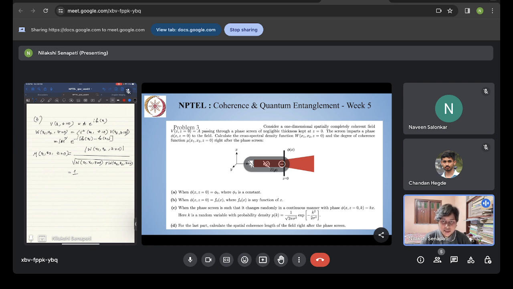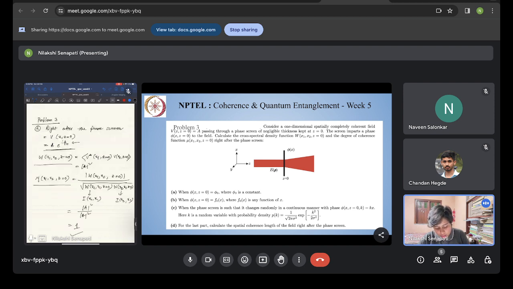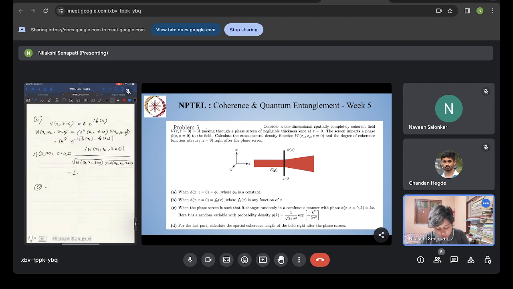And part D is saying, for the last part, calculate the spatial coherence length of the field right after the phase screen. These two parts I am giving you as homework. Actually not homework: C is in the assignment or quiz. C is in the quiz, and D I forgot if it is in the quiz or not, but homework.